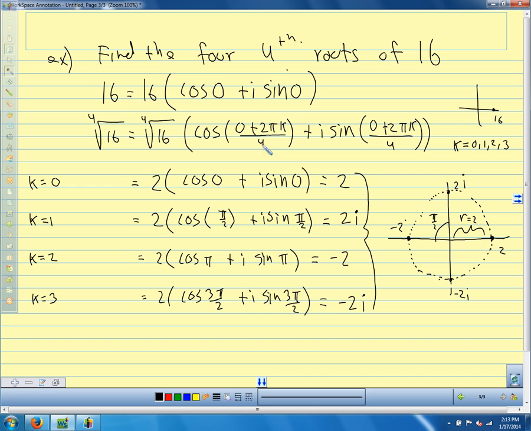Questions there? Okay, let's look at another example. This one is a little different, because the last one was nice and symmetrical since our angle turned out to be 0. We had all of our roots end up on our coordinate axes.